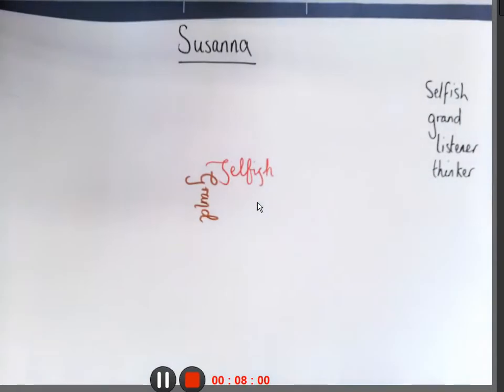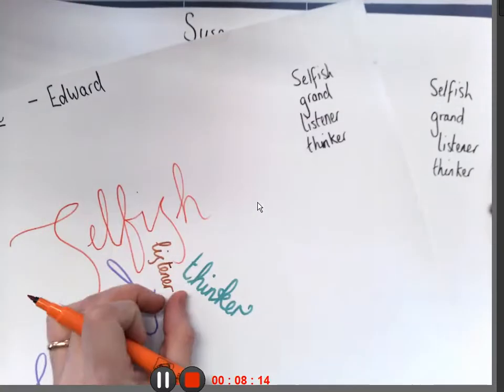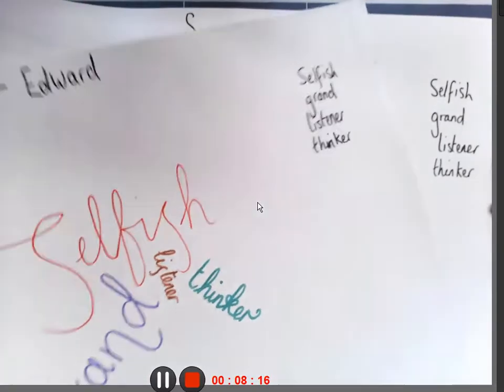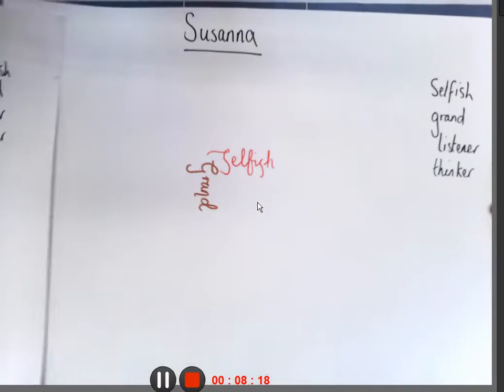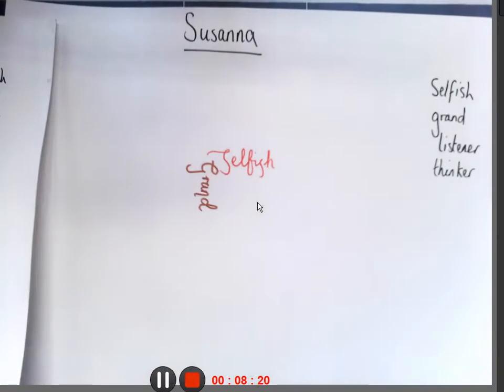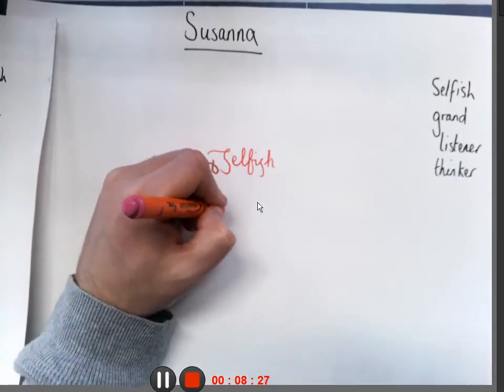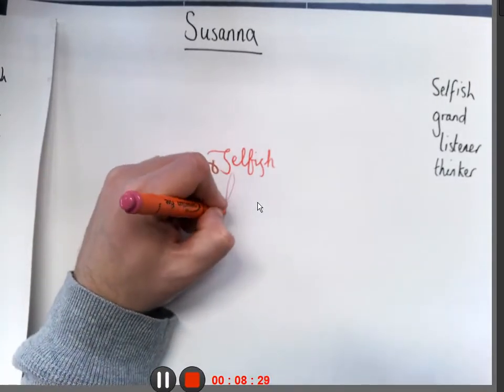So he wasn't very grand at all. He didn't have those posh clothes on. He wasn't expected to be called Edward Tulane all the time. He didn't mind being called it anymore. Listener. Now, on my first one, I did listener quite small because I didn't think he was a very good listener. However, I think as Susanna, he started to actually really listen to Nellie. So I think listener needs to be much larger this time. So I'm going to do it much bigger.